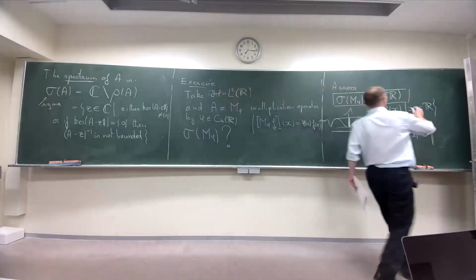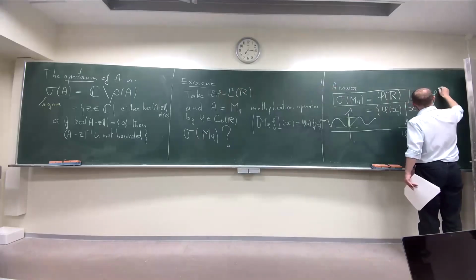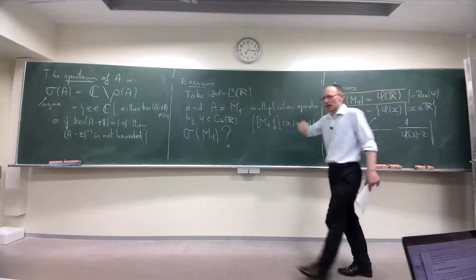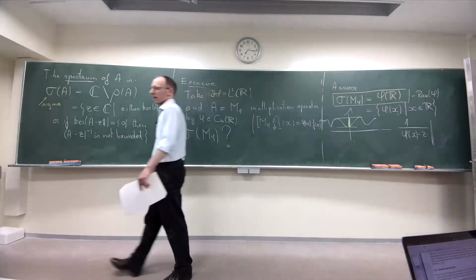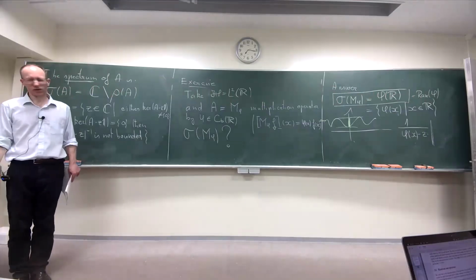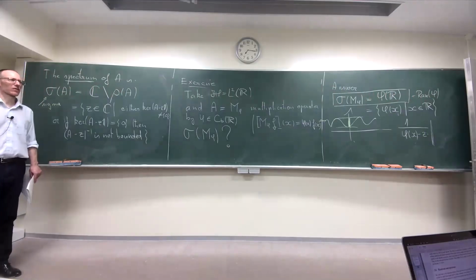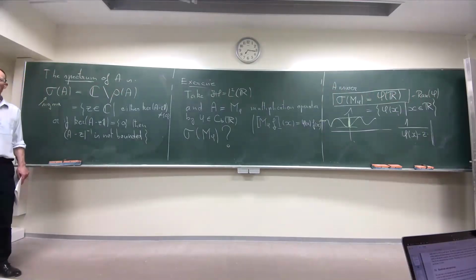In fact, you can even write it as range. It's probably not standard, but it's the range of phi, the image of phi. I'm not sure people use this notation. It's easy to understand, but I don't think we use it so much.